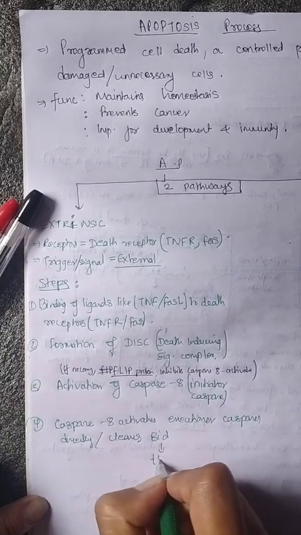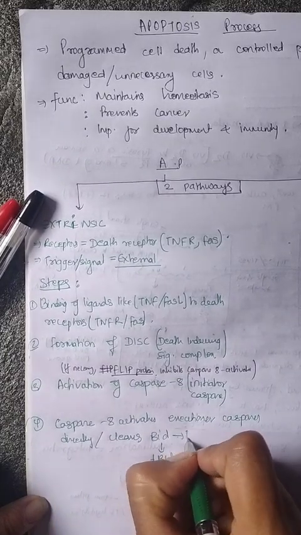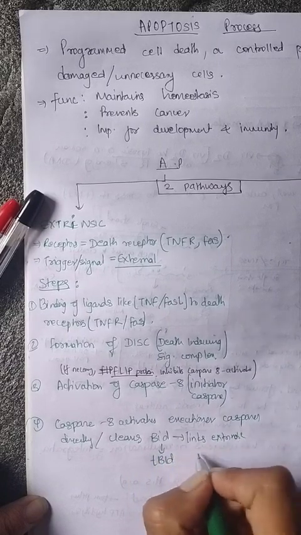Bid becomes tBid, and this will link the extrinsic and intrinsic pathways.